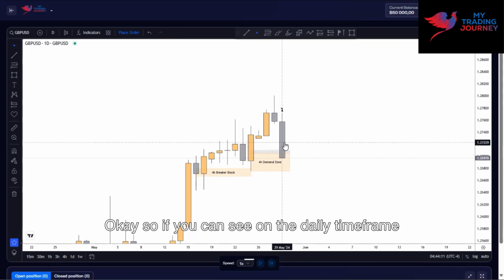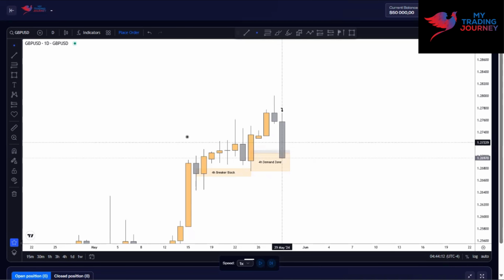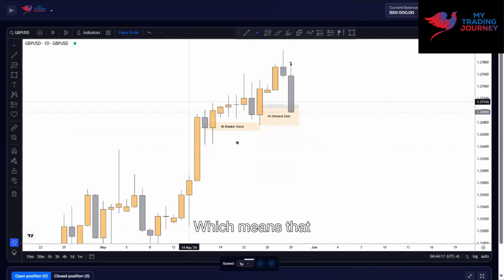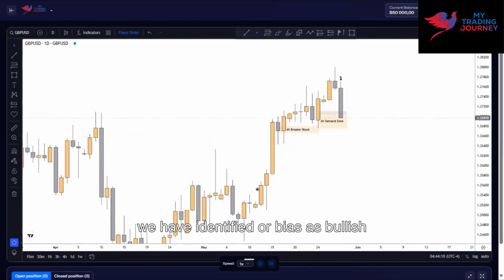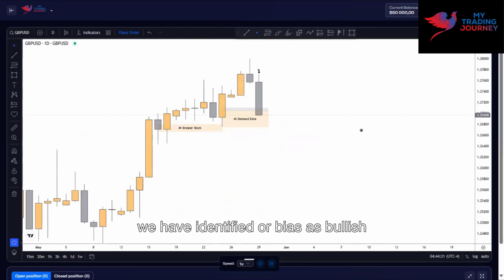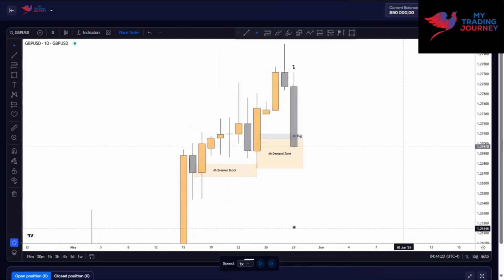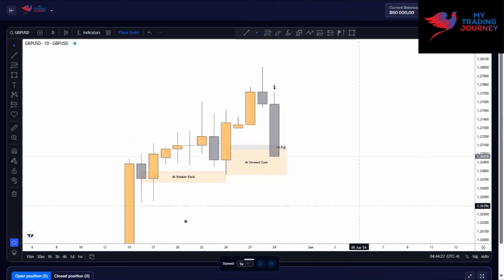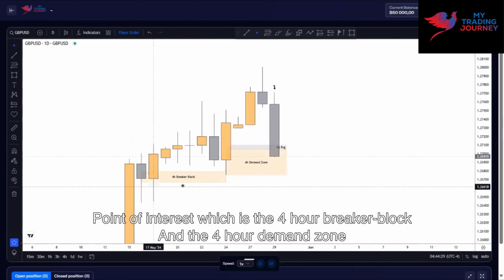Okay, so as you can see on the daily time frame on GBPUSD, we have been trending up, which means that we have identified our bias as bullish. And price has mitigated multiple points of interest, which is the 4-hour breaker block and the 4-hour demand zone.